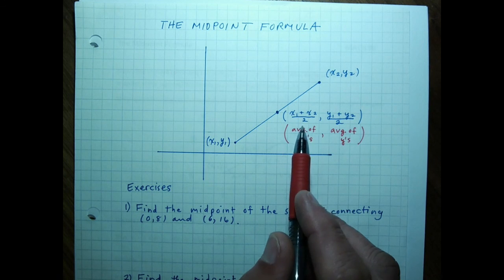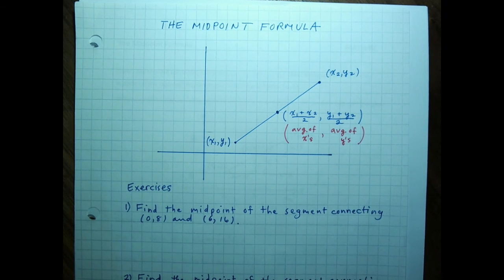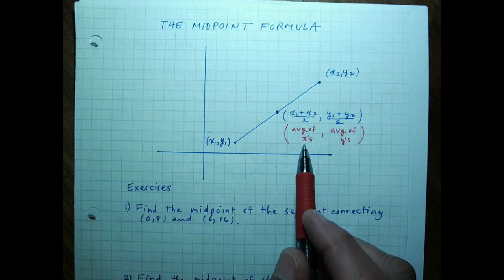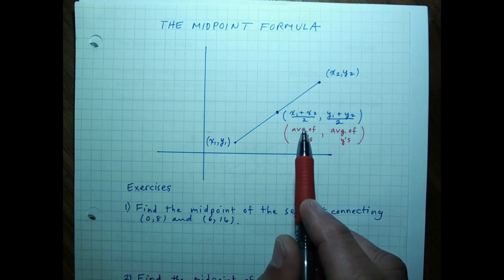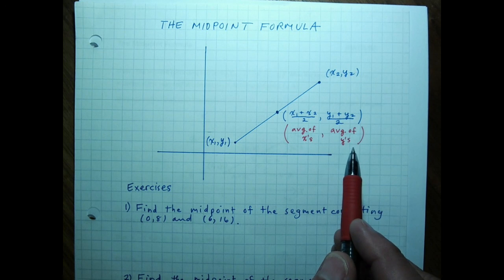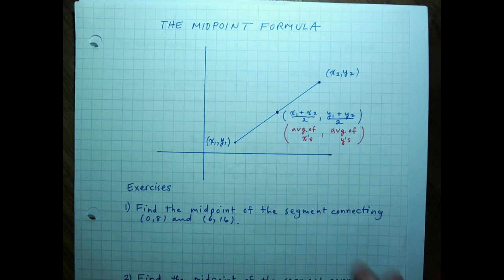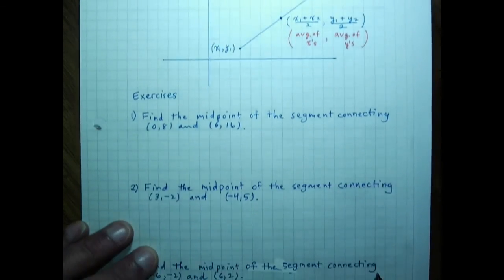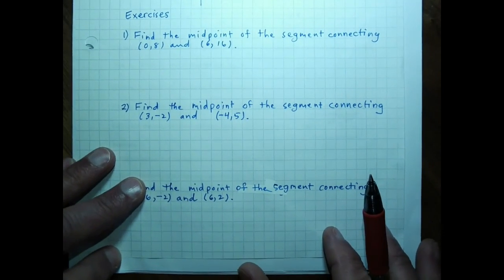When you add two numbers and divide by 2, that's called taking the average of two numbers, like when you have two test scores and you add them together and divide by 2 to get your test average. So I often think of this midpoint formula as just being about the average of the x's and the average of the y's giving me the coordinates of the midpoint. That's a nice way to remember that.